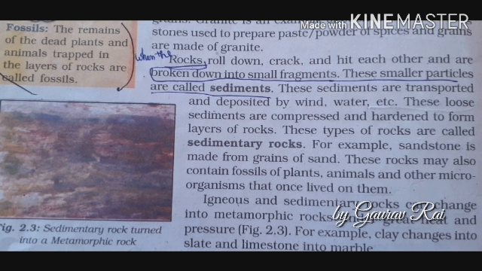The second type of rock we are going to read is sedimentary rocks. Rocks roll down, crack and hit each other and are broken into small fragments. These smaller particles are called sediments. As you know, rocks roll down, break, crack and hit each other, and after breaking into small particles, fragments, pieces, these smaller particles are called sediments.